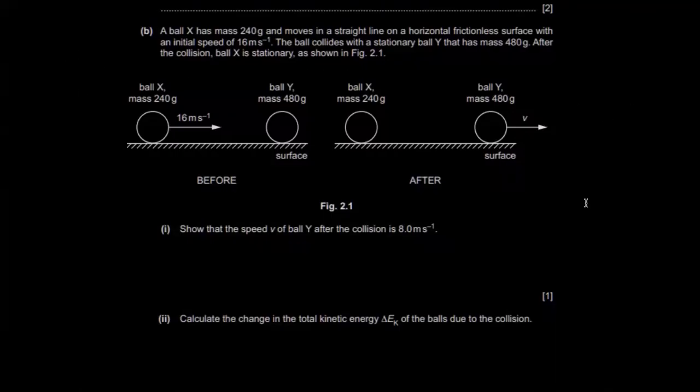Everyone's getting the same answer. अच्छा, पहले का क्या आंसर आ रहा है? Speed v of the ball after the collision is 8. After the collision, ball X is stationary. So you just use law of conservation of momentum. ये तो बड़ा सिंपल सा सवाल है. तो v will be equal to half हो जाएगा, 8 meters per second.